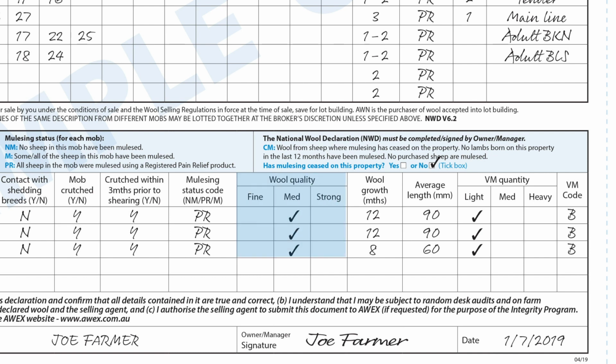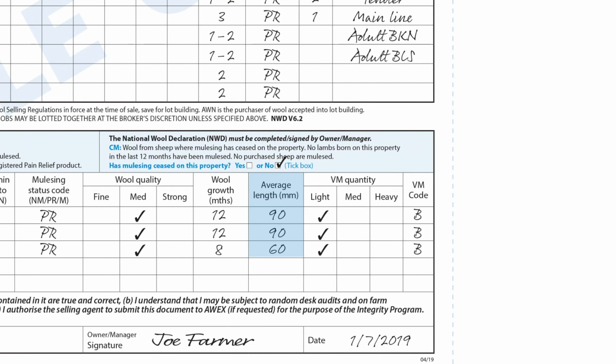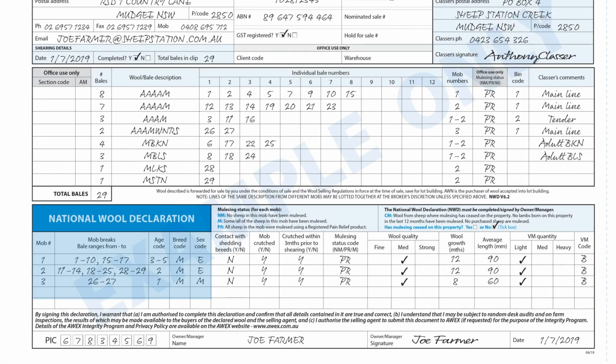Wool quality, fine, medium, strong. Wool growth in months. Average estimated length, just what you think is the average estimated length of each mob. VM, light, medium, heavy, and a VM code if it's burr, if it's shiv, if it's hardhead. That declaration, so as a wool classer, you would fill in as much as you can, and then the base, this part of it would probably need to be filled in by the owner.